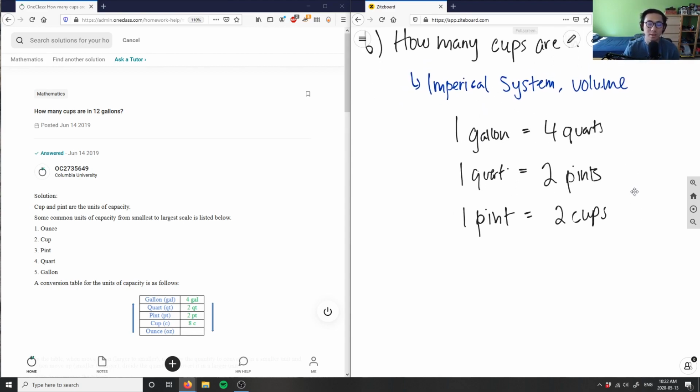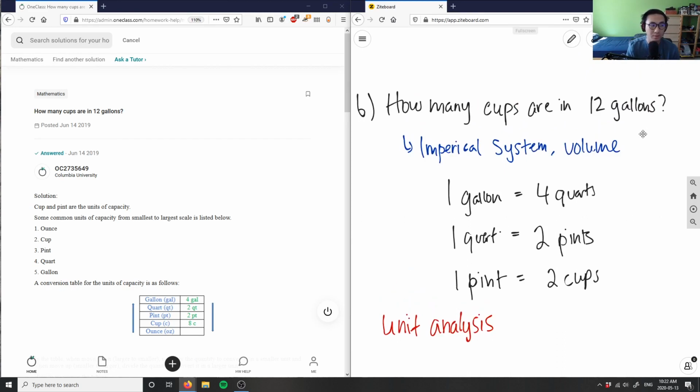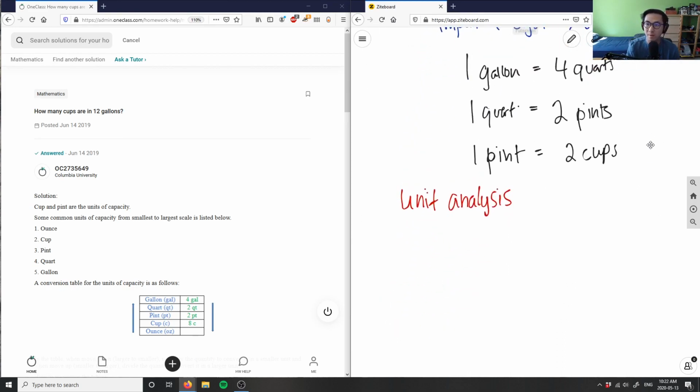So what we're going to do is use this concept again of unit analysis, right? Basically the same thing as what we were doing in the previous question. So what do we have first? Well, we're going to start here with 12 gallons, right? We're starting with 12 gallons, and we want to find out how many cups. So let's write this down. We're starting with 12 gallons.